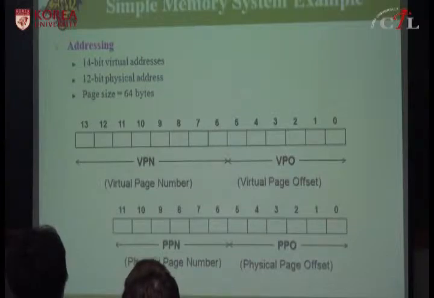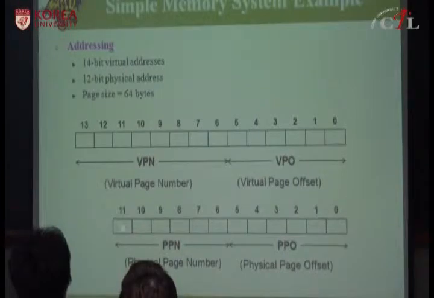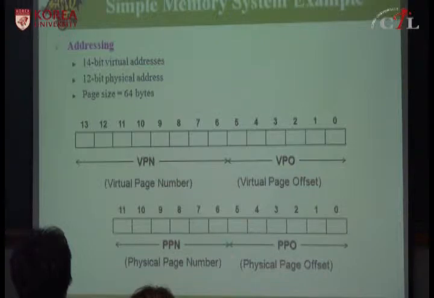Clear? Okay. And physical page number is actually 6 bits because total 12 bits. Right? 6 bit page offset.